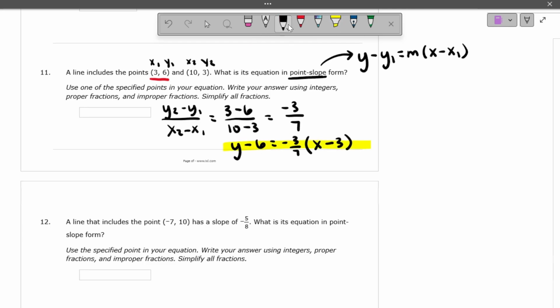So you also could have written your equation using the other set of points here, this 10, 3. In fact, I'm going to underline this one in black, and then I'm going to write that next equation in red here so you can see the difference. This y minus 3 equals negative 3 over 7 times x minus 10. This would also be a valid answer to this question. Again, if it's multiple choice, it will just have one correct answer. I will not show you both. So yeah, either one of these is an acceptable answer to number 11.